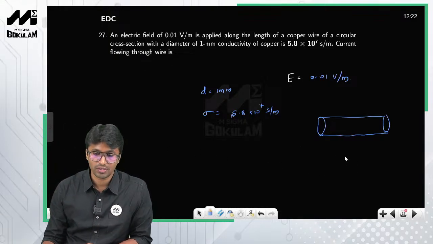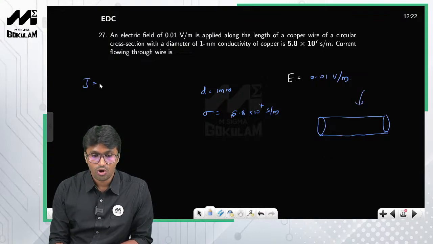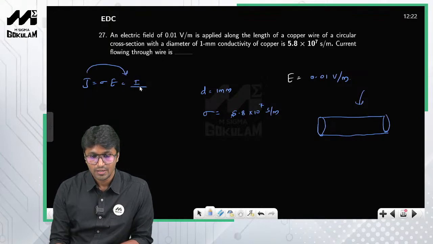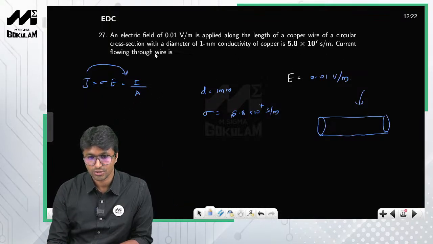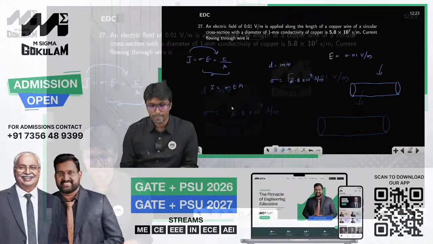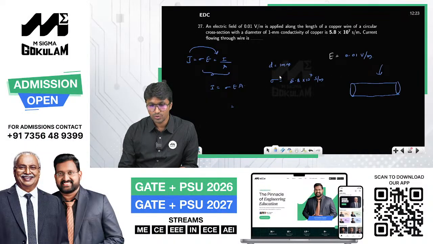Using the same setup, we have derived Ohm's law in field theory. Current density is current per unit cross sectional area, that is I by A. What is he asking you to calculate? The current through the wire. So using this equation, I is equal to sigma into E into A. Sigma, the conductivity, is given, E is given, and you can find the area of a circular cross section.